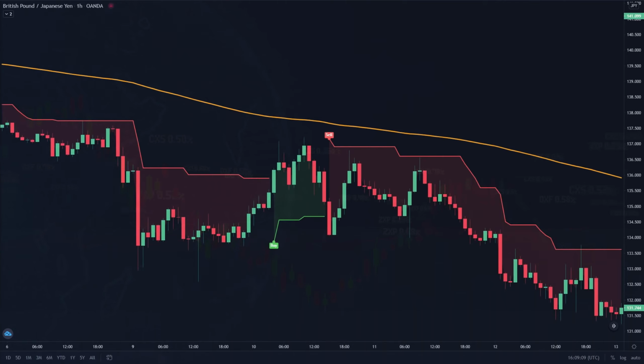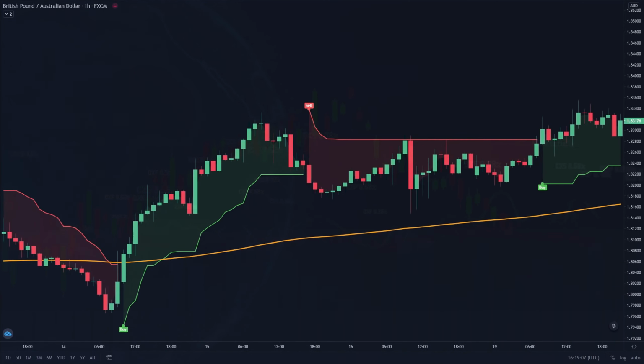This also works for sell signals as well. If the super trend gave a sell signal and the price is below the 200 EMA, you take a sell position. But if the super trend gave a sell signal but the price is above the 200 EMA, then you ignore this sell signal. So that's how you combine any indicator with the 200 EMA.